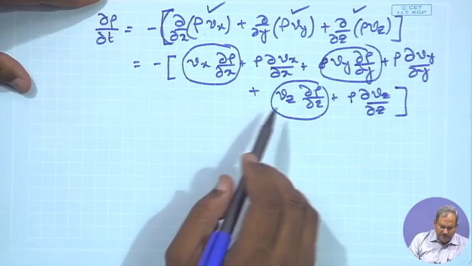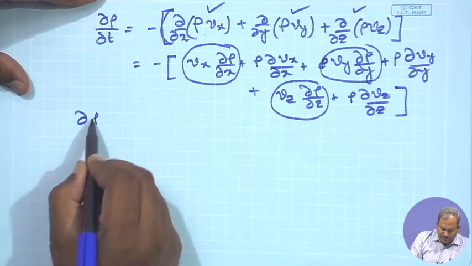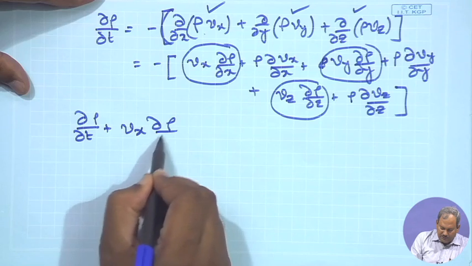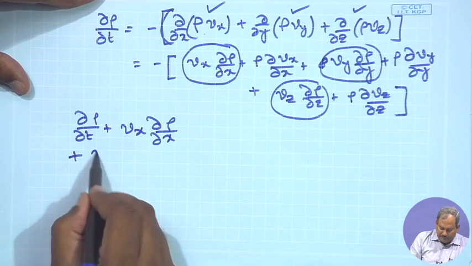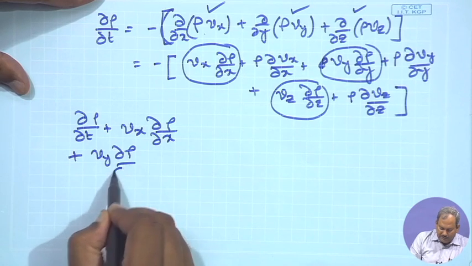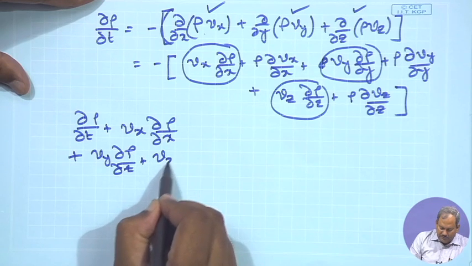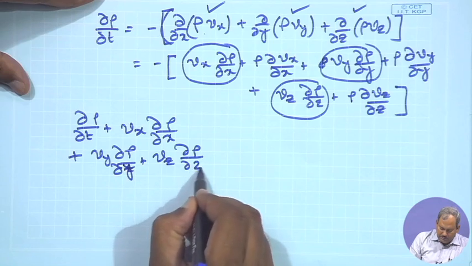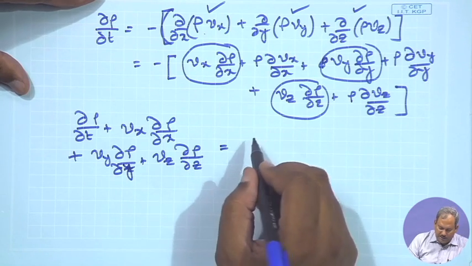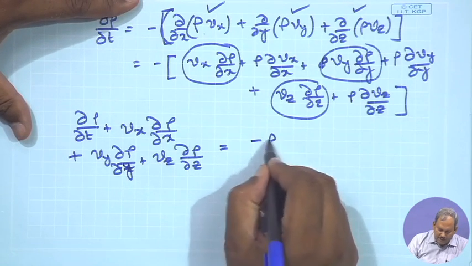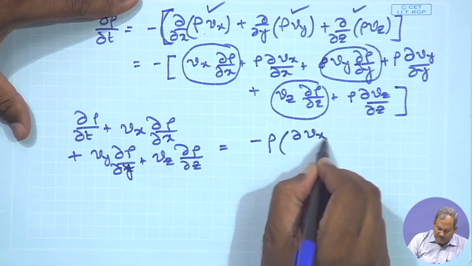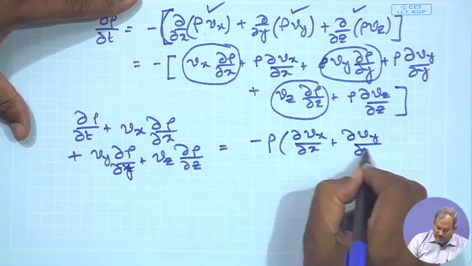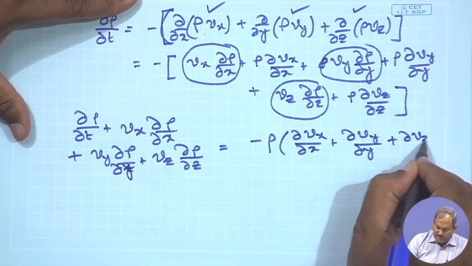So, if I bring these terms on the left hand side, it would simply be del rho del t plus Vx del rho del x plus Vy del rho del y plus Vz del rho del z, which is simply going to be equal to minus rho times del Vx del x plus del Vy del y plus del Vz del z.